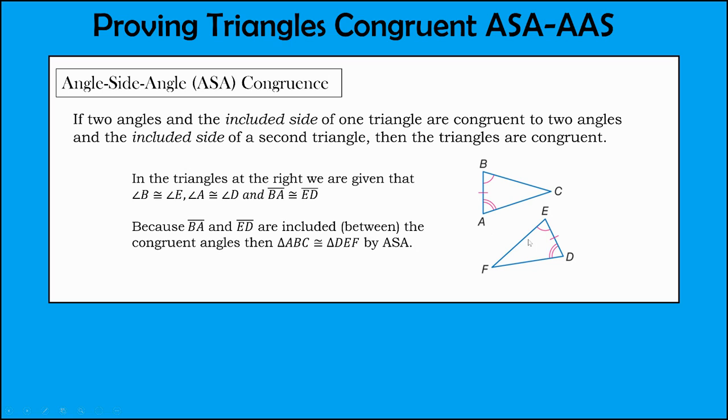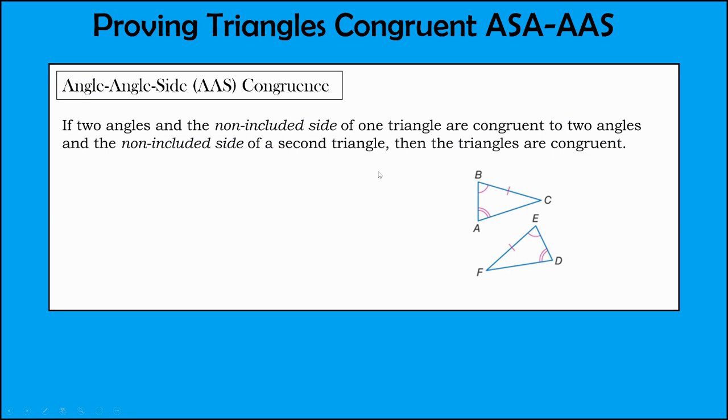Okay. So again, we're trying to prove triangles congruent, which means we want to show that they're exactly the same. And rather than having to show all six corresponding parts are congruent, if we show the right three, in this case an angle, a side, and an angle, that's accepted. That's enough to say that the two triangles are congruent. So angle side angle is our next property.